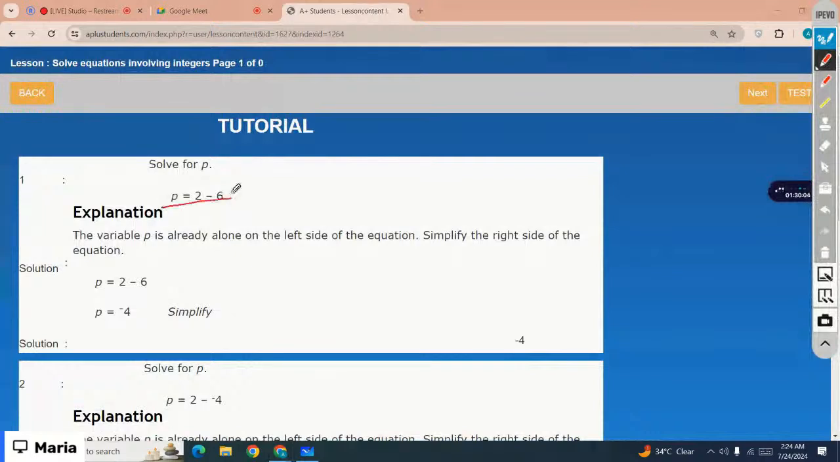Solve for p. p equals 2 minus 6. So p is already isolated, right? You simply have to evaluate 2 minus 6. So you need to evaluate the right hand side, right? So 2 minus 6 is negative 4. That means p equals negative 4.